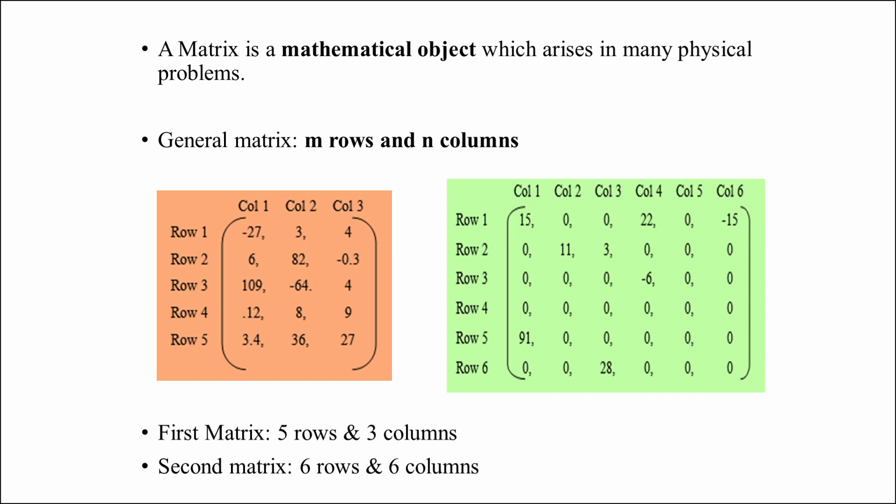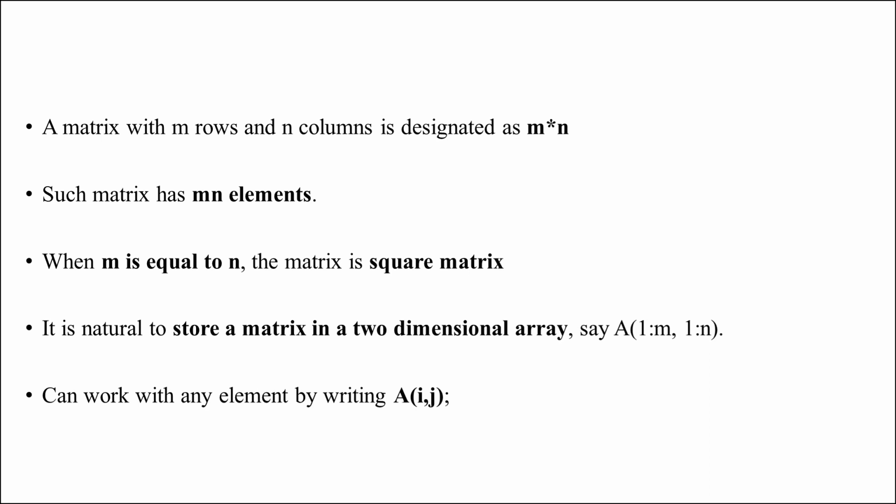So there are two examples of a matrix. The first matrix consists of 5 rows and 3 columns. The second matrix consists of 6 rows and 6 columns. So this is an example of what a matrix looks like. Now, considering the elements present in a matrix, we can calculate the number of elements in the matrix by using the formula m into n. So this gives the number of elements that is present in the matrix. If m is equal to n, then we can say that the matrix is a square matrix.